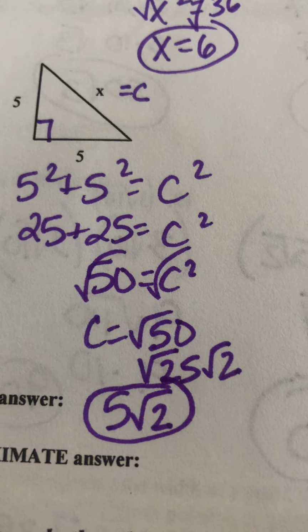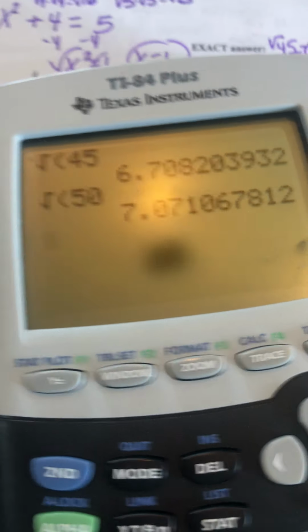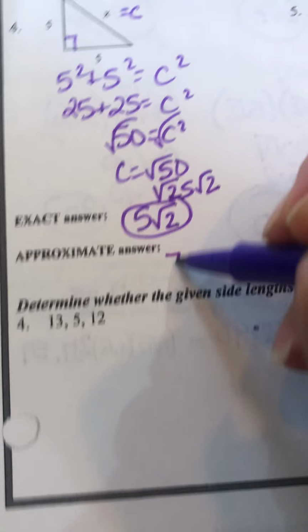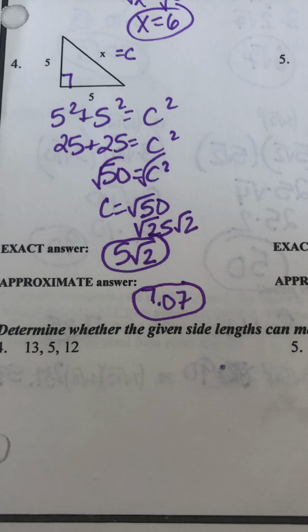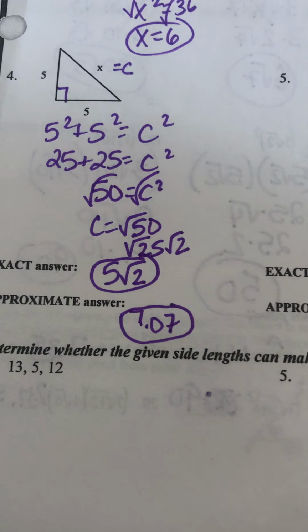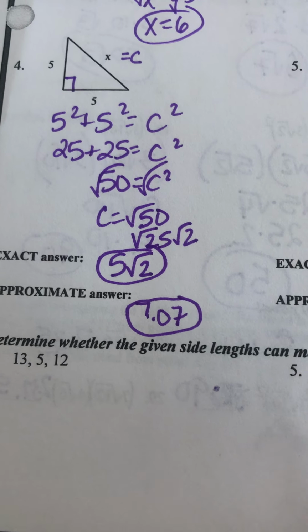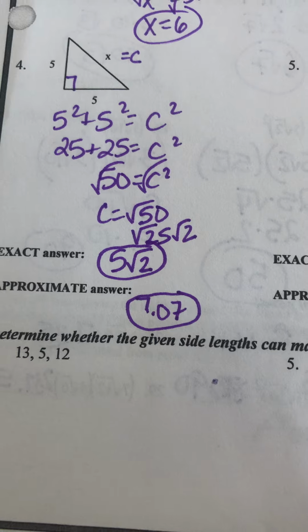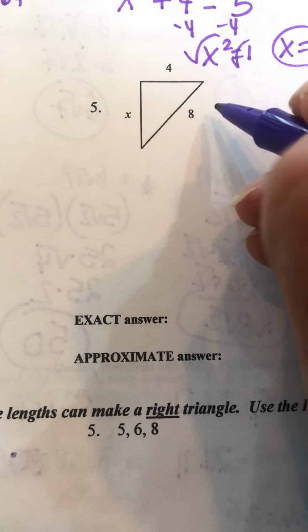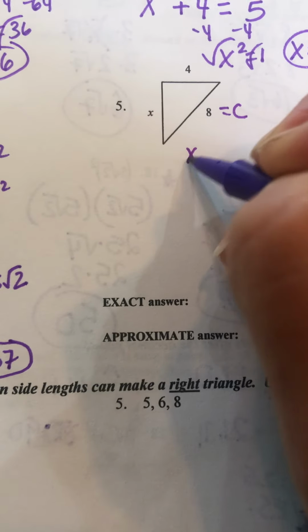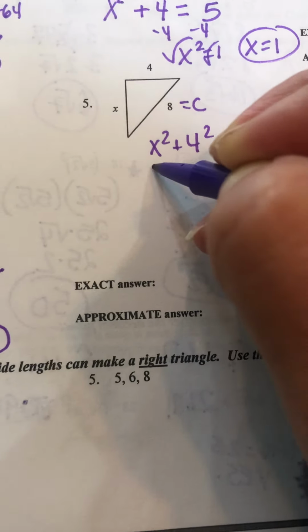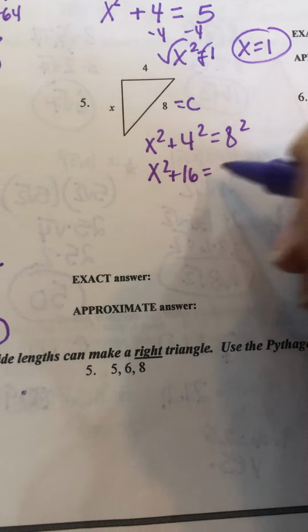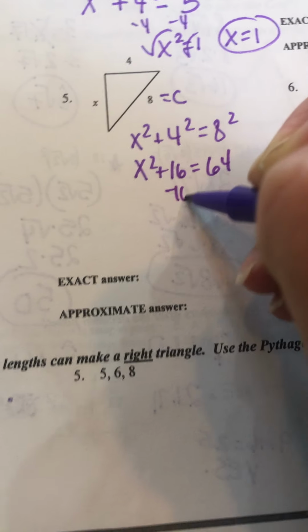To find the approximate answer, I'm going to type on my calculator square root of 50, 7.07, rounded to the nearest hundredth. Exact, approximate. And that was a real intentional question. You're going to see in the coming sections why we chose those numbers. Same thing for number 5. We're not just choosing these numbers randomly. These numbers are going to fit a pattern that we will learn later. But for now, we're just doing the Pythagorean theorem.